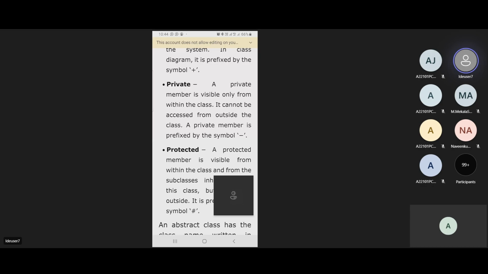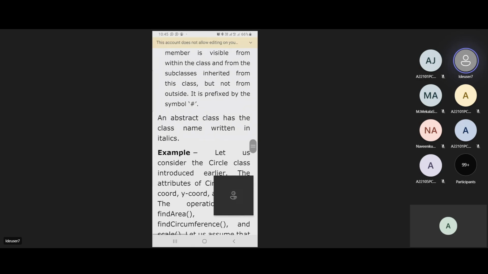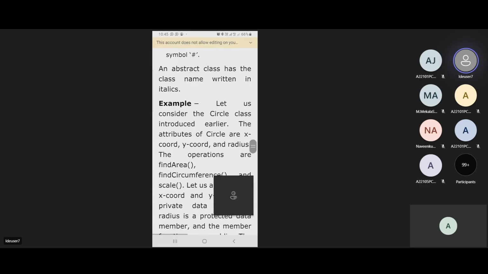The class that is immediately inherited by another class, in that particular class, all these protected members are shared. The symbol used is the hash. So a property under protection, marked with a hash, is like private only, but we have the privilege to access it in the immediately inherited class. So what is an abstract class? It is a class whose name is written in italics. That's the only difference between a normal class and an abstract class.